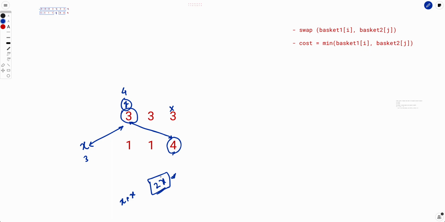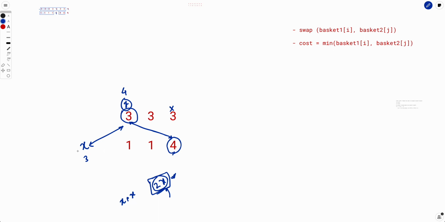So what can be the best possible value of 2x? Or in other words, what can be the best possible value of x? So the best possible value of x could be the minimum of the first or the second array, right? Notice that we are taking both the arrays to find the minimum. Now why is that the case?